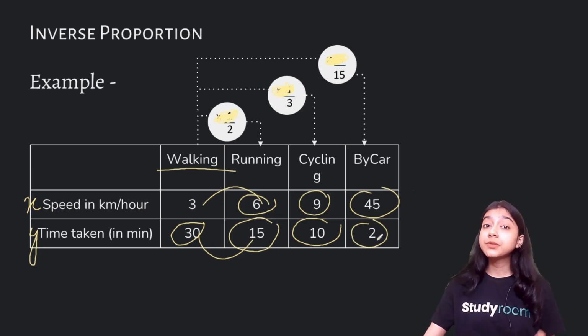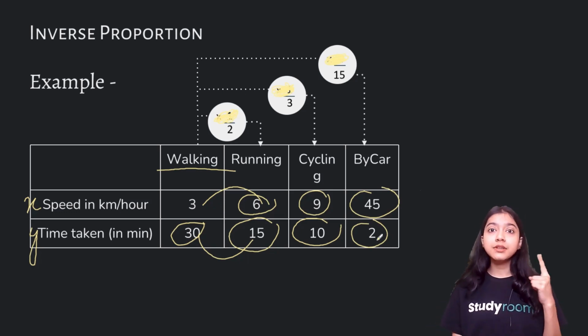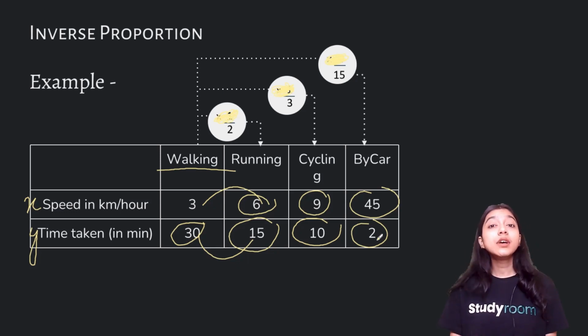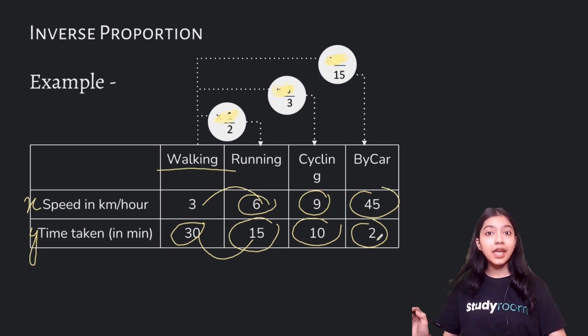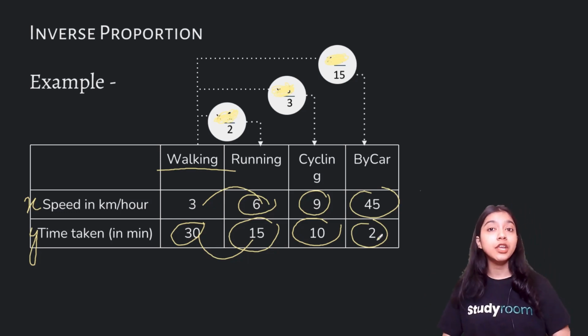Now, what are we observing from this given example? That these two variables x and y are in inverse proportion. Why? Because x is increasing and y is decreasing. But this is not the only condition for inverse proportion.